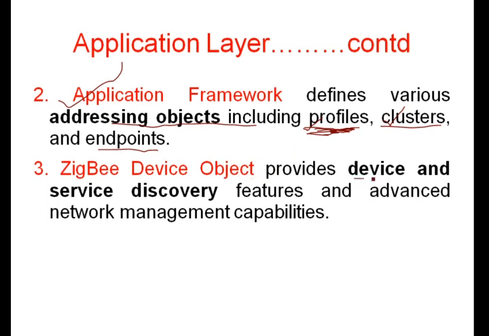Then the Zigbee device object is the third part of the Zigbee application layer. It provides device and service discovery. When a new device has been added, the main task of the Zigbee device object is to get to know that device and also to do service discovery. It is also useful in advanced network management capabilities.